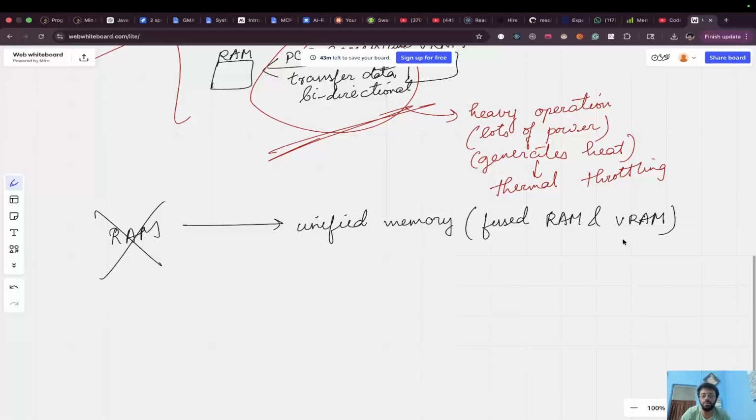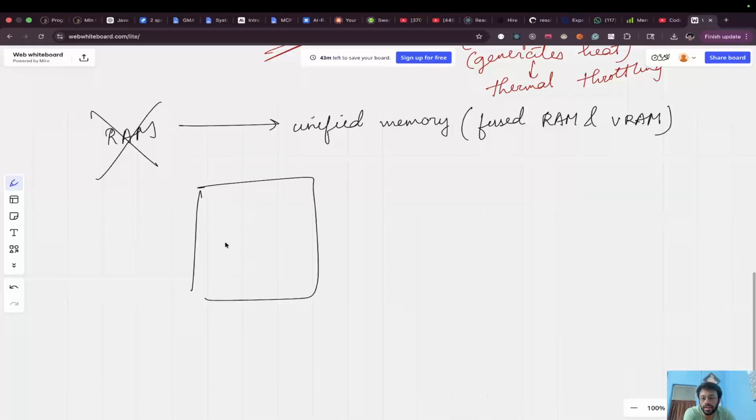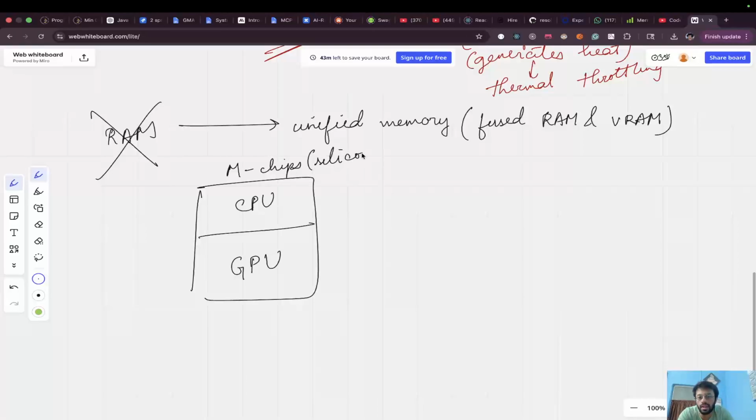So what Apple has been able to achieve architecturally from a hardware perspective is that now they have something like this. Not RAM, my bad. CPU and GPU, both together. So they are generating these M chips, the Apple silicon chips. These are something unique.